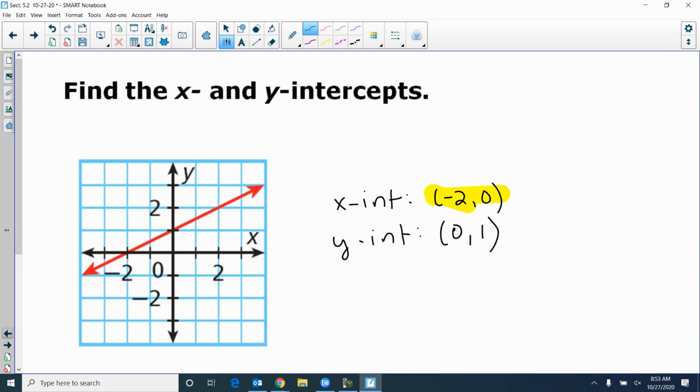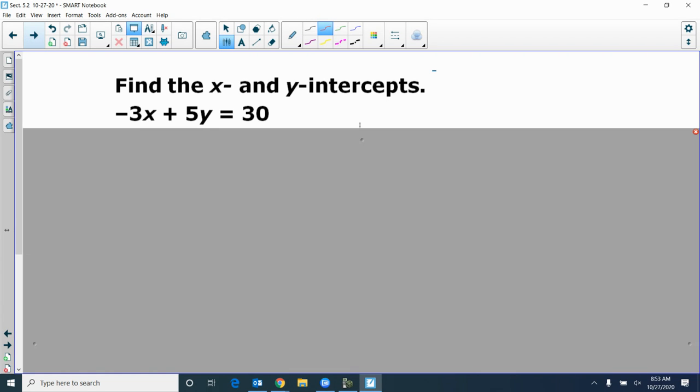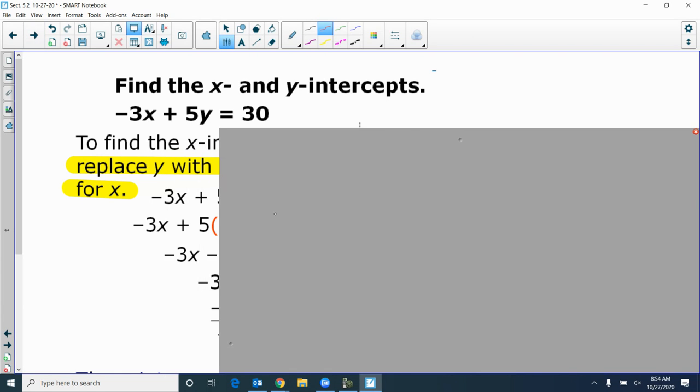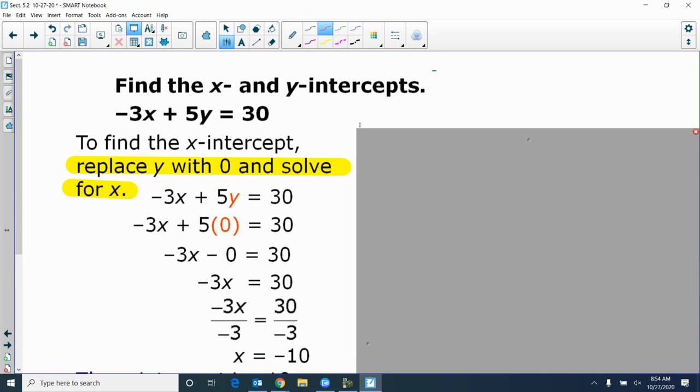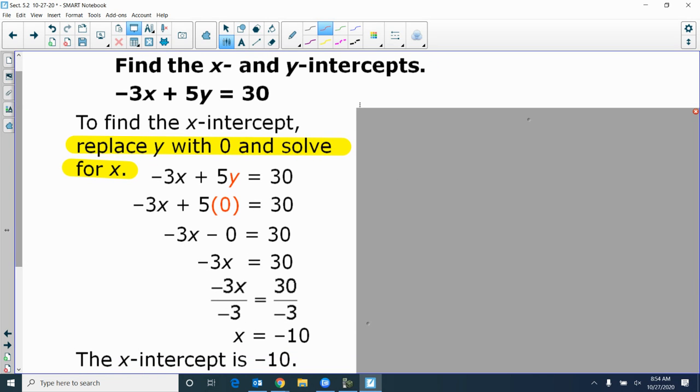For the x-intercept, which is right here, it is -2, 0. The y-coordinate is always what for the x-intercept? The y-coordinate is always 0. Colin, you're going to say 0? All right, sorry, I beat you to it. The y-coordinate is always 0. So basically, to find the x-intercept, replace y with 0 and solve for x. So what does the x-intercept end up equaling here?